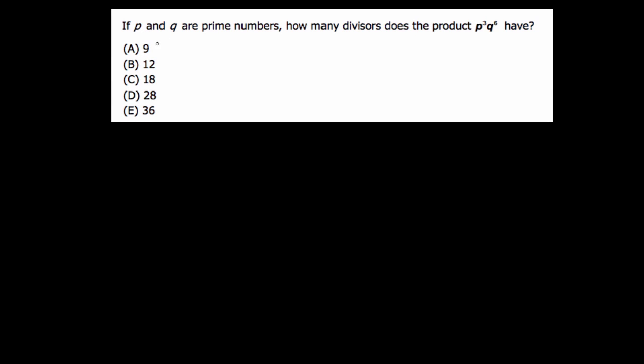If P and Q are prime numbers, how many divisors does the product P to the power 3, Q to the power 6 have? How many divisors does this have?